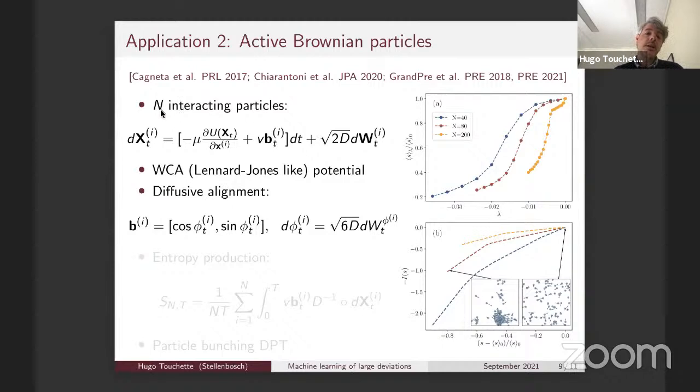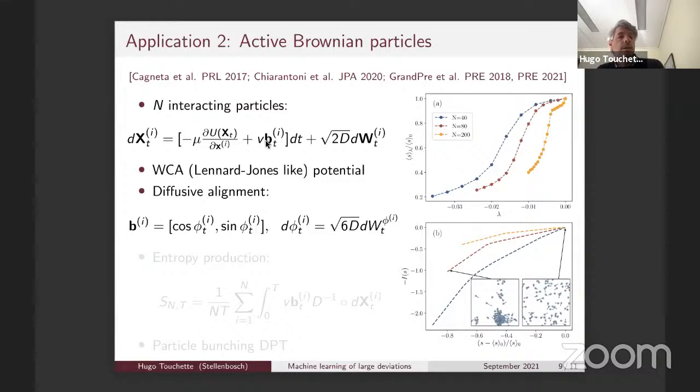This is the set of stochastic diffusion equations that are coupled, and they're coupled with the potential, but also with the angles. So that alignment angle is driven by an angle phi, which is diffusive. So the angle actually follows a Brownian motion itself, and that aligns the particle in some direction with some velocity v there. So that's the system. You have now n interacting particles.